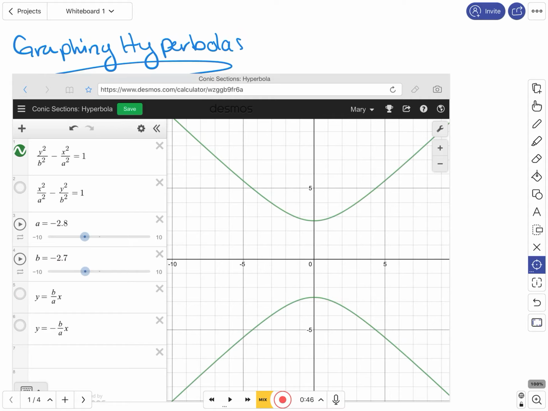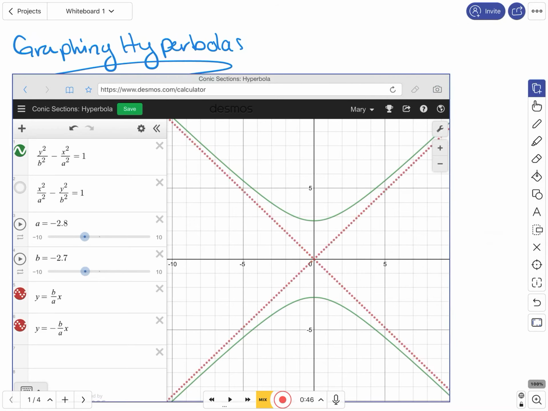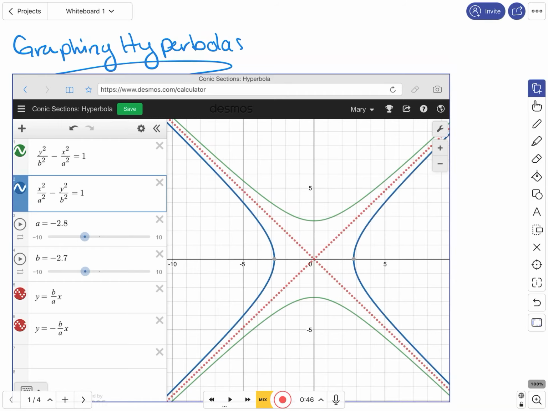If I turn back on the asymptotes, that green set of curves also get sucked towards those asymptotes. So the asymptotes are the same as they were for the first one. It's just that this graph with the y coming first is hugging the y-axis instead of the other one that was hugging the x-axis. There we go. So the set of curves in green is the y squared first, and the set of curves in blue is x squared coming first.